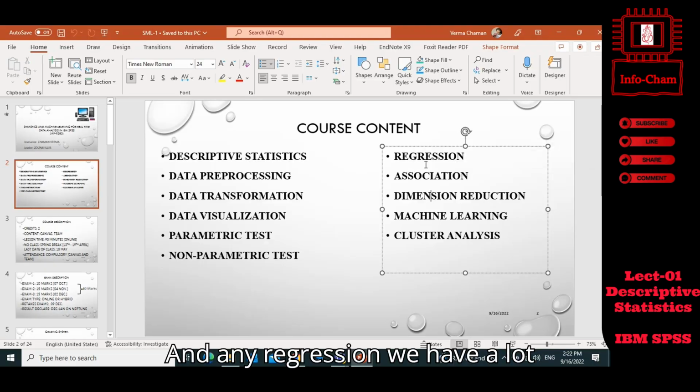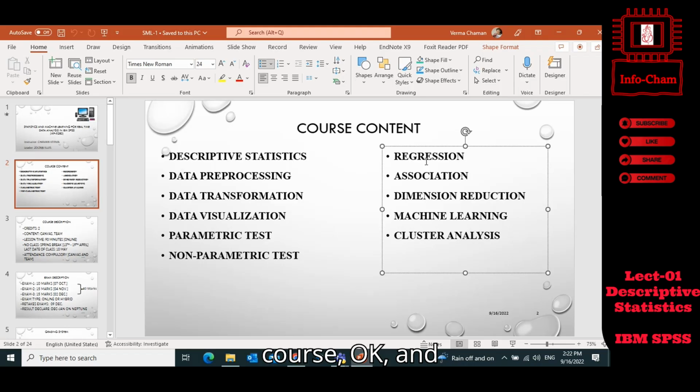And in regression, we have a lot of algorithms. Okay, but we do not have enough time to discuss them all. But I will try to put in the basic ones, like linear, logistic, and a lot of regression; we have multilinear regression too. I will try to cover them in this course.